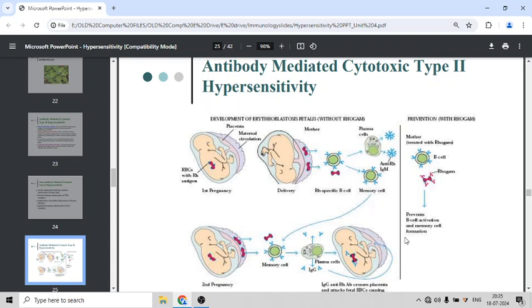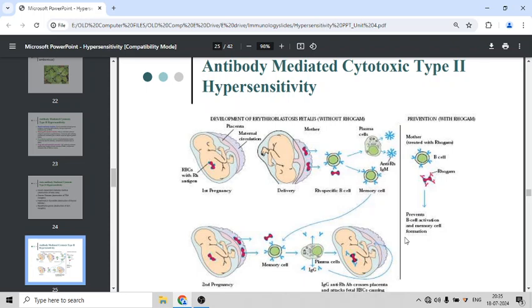Because of the attack on the RBCs, the child will have a deficiency of oxygen, and the child will be born as a blue baby due to deficiency of the RBCs, which will fail to carry a sufficient amount of oxygen due to binding of the RBCs by the Rh antibody.